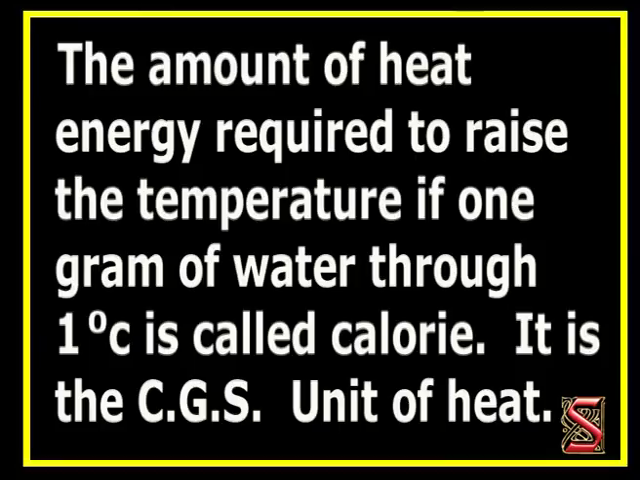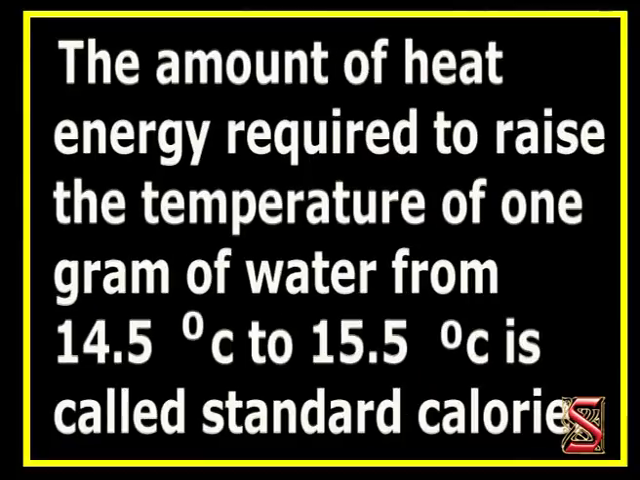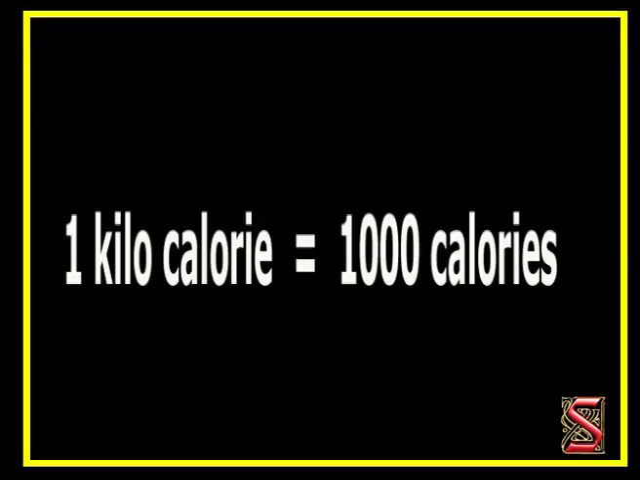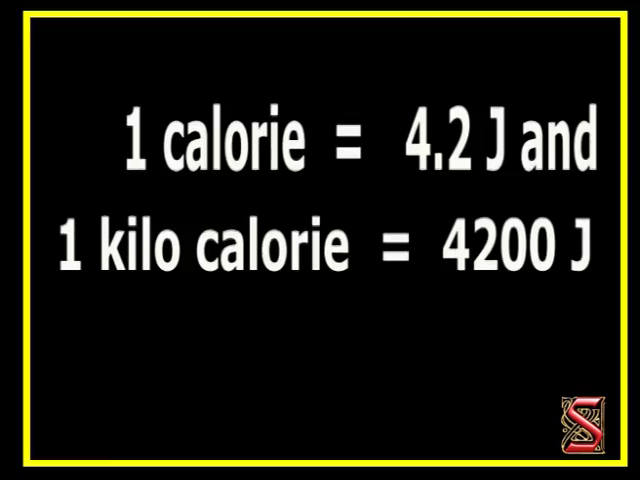The amount of heat energy required to raise the temperature of 1 gram of water through 1 degree Celsius is called calorie. It is the CGS unit of heat. The amount of heat energy required to raise the temperature of 1 gram of water from 14.5 degrees Celsius to 15.5 degrees Celsius is called standard calorie. 1 kilocalorie equals 1000 calories. 1 calorie equals 4.2 joules and 1 kilocalorie equals 4200 joules.